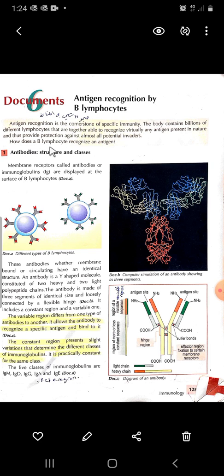However, how does a B lymphocyte recognize an antigen? Now we are going to start in part 1, antibodies, structure and classes. As you see, this is a B lymphocyte, and on the membrane of it, you will find many antibodies. These are called antibodies that are found at the surface of the B lymphocyte, and they are the main characteristics of the B lymphocyte. So let us notice what are the other characteristics of this antibody.